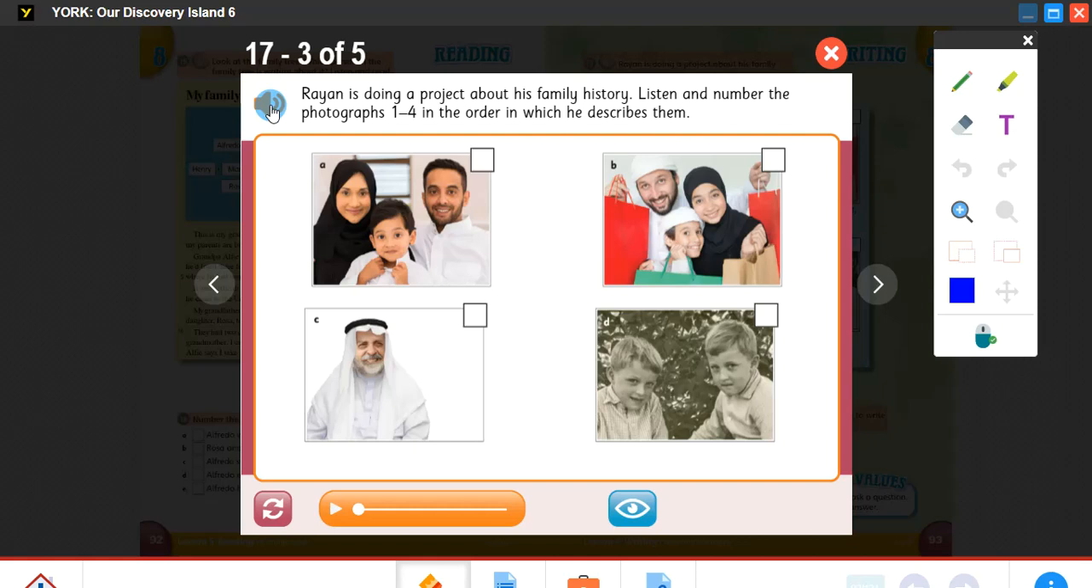It's not just one person. He's doing a project about more than one member in his family, lots of members, lots of persons in his family. So these are photographs from 1 until 4. He is going to describe what's in the photograph. What are you going to do? You are going to write the correct number for each photograph that he described.